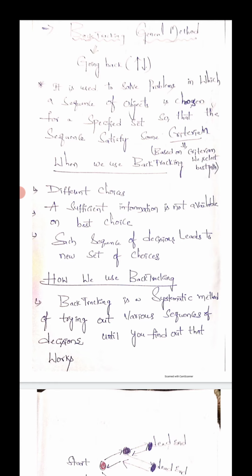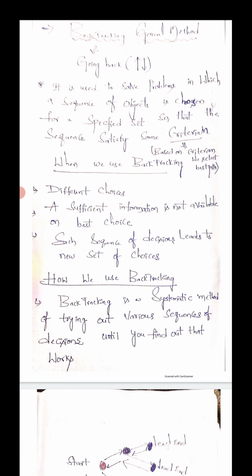When we use backtracking, we have to solve problems in which a sequence of objects is chosen from a specified set. We have different choices, yet sufficient information is not available on the best choice, so we need to choose each sequence of decisions. Each choice leads to a new set of choices.